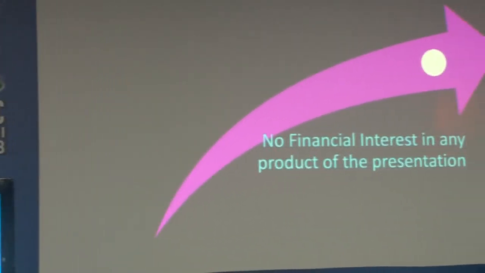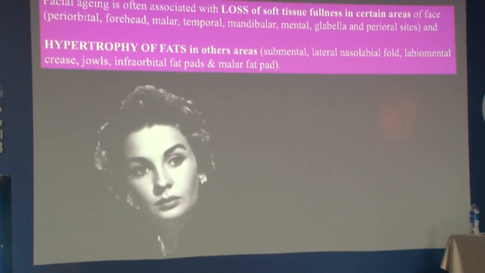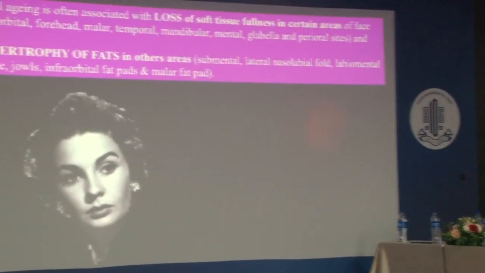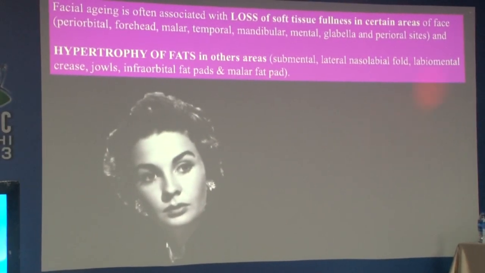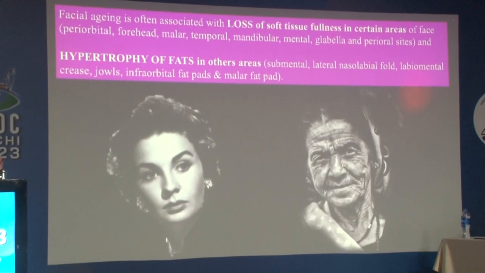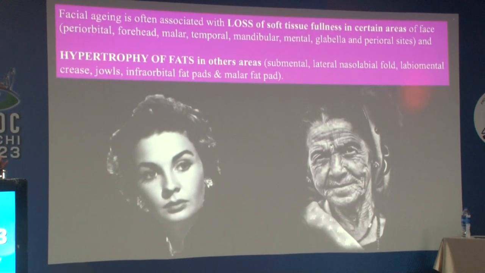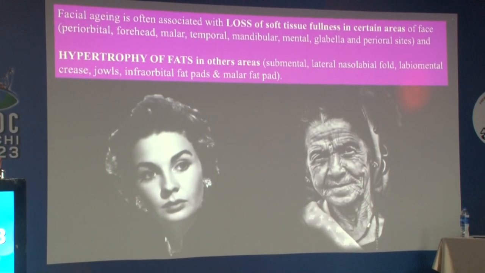No financial interest in any product of the presentation. We all know that facial aging is often associated with loss of some tissue. And secondly, we also see hypertrophy of the tissue. The loss we basically see in the malar region when we look at the periocular region. And hypertrophy is basically the orbital fat, the prolapse of the orbital fat.